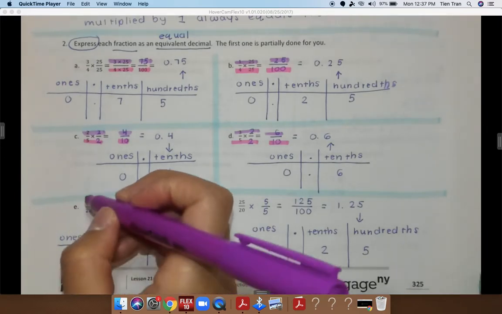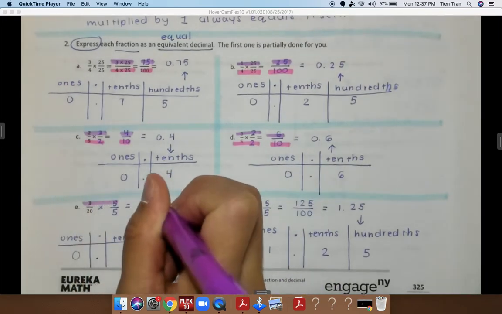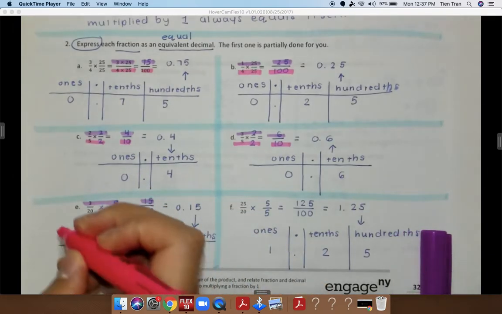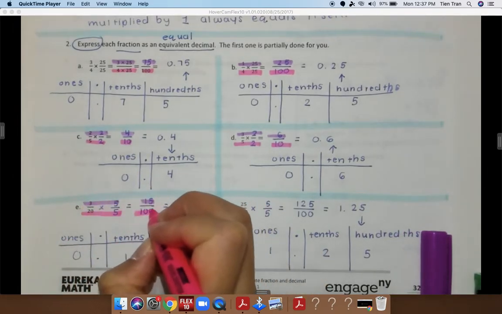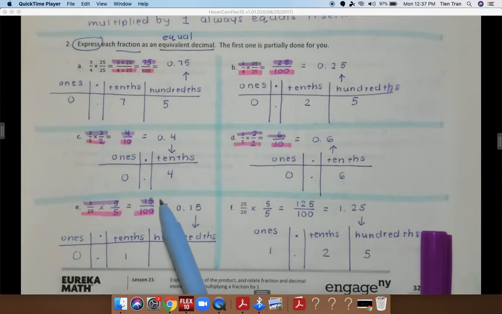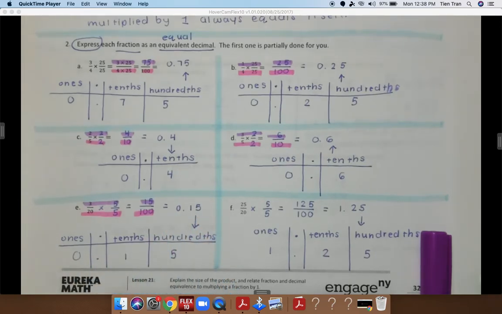So what I'm going to do is multiply 3 times 5, which is equal to 15, and 20 times 5, which is equal to 100. So right here we have 15 hundredths. The 5 is going to go in the hundredths place, your 1 is going to go in the tenths place, and your 0 is going to go in the ones place, okay?